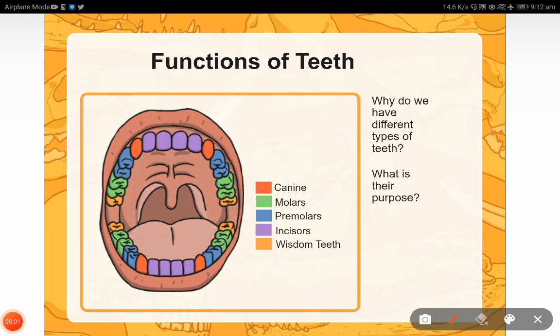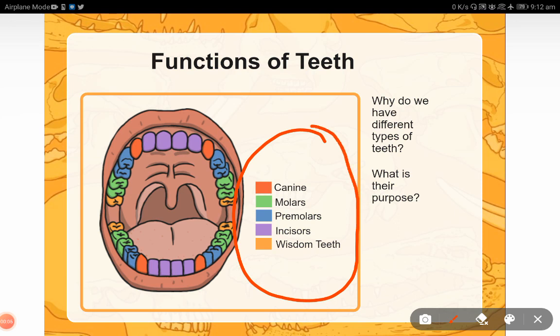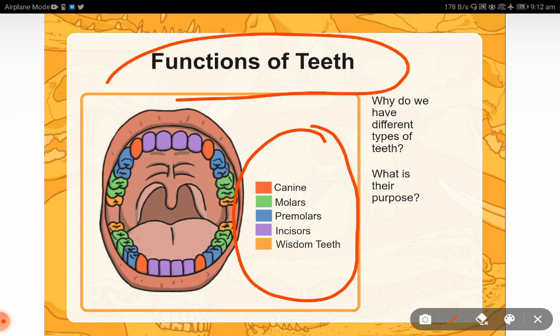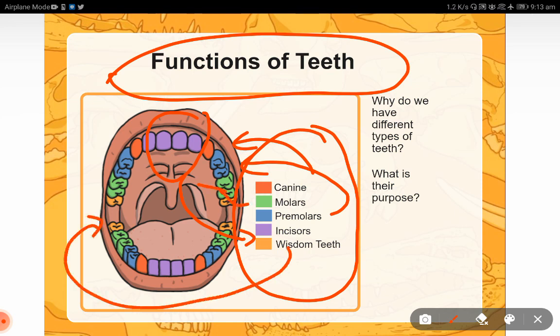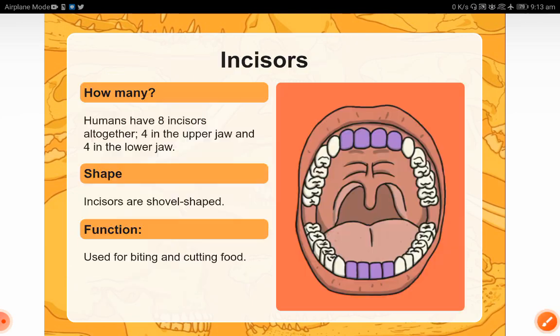In this video, we'll be talking about the different types of teeth which humans have and the different functions which each type of tooth performs. As you can see, humans have 5 different types of teeth in their mouth. The ones in the middle are called incisors. The ones after them are called canines. Then those after them are called premolars, then molars, and finally wisdom teeth. Of course, we'll look at them one by one in the next slides.